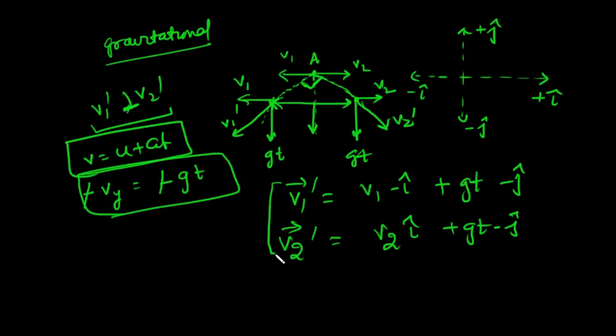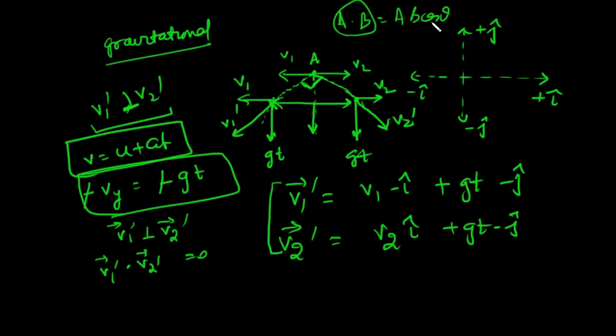Now, as I discussed in my previous videos, if you have not seen them, please go and watch them, because they deal with vectors. Two vectors are perpendicular only when their dot product is 0. So v1 dash and v2 dash will be perpendicular when v1 dash dot v2 dash is 0. Because what is the dot product? A dot b equals ab cos theta. When a dot b is 0, that means cos theta is 0, because a and b can't be 0. So theta will be pi by 2.